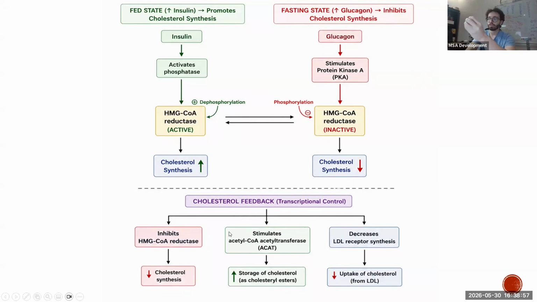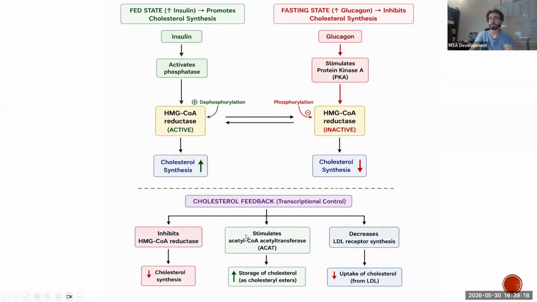Now let's move to this part, guys, of the diagram. Please memorize this like your name. It's very important. Cholesterol as a molecule can do something called transcriptional control, and it can control a lot of different enzymes. First of all, when we have a lot of cholesterol, منطقيا, logically, it's going to inhibit HMG-CoA reductase because خلاص we have a lot of cholesterol.